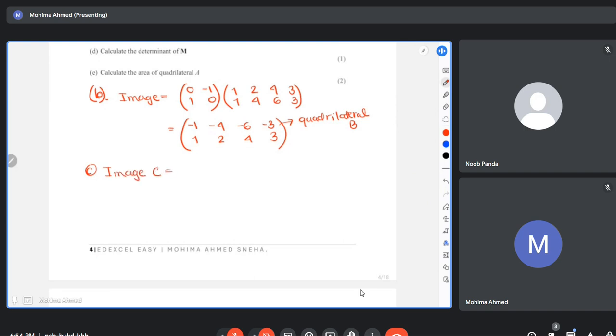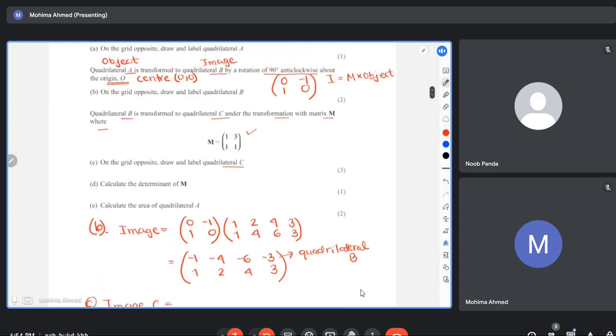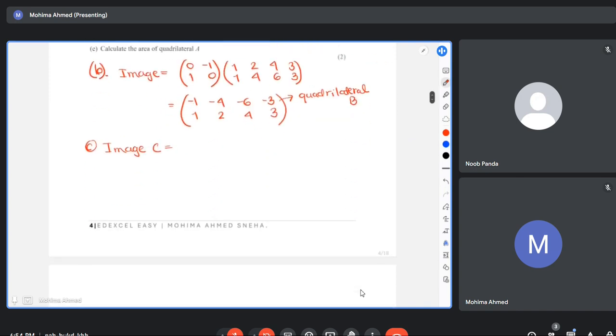Quadrilateral C is your image, right? So the C matrix is already given, 1 3 1 1. This is not any kind of rotation, so we cannot extract any matrix from this. 1 3 1 1 is just 1 3 1 1. This will be multiplied with that: minus 1 1 minus 4 2 minus 6 4 minus 3 3. So if you add all this, minus 1 is minus 1, 3 into 1 is 3, so this is going to be 2. Minus 1 minus 4, and 1 into 4 is minus 4, and 3 into 2 is 6. This is going to be 2.